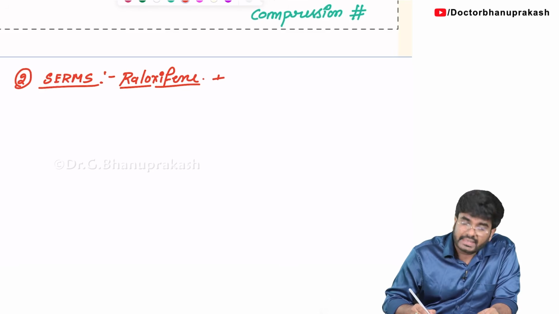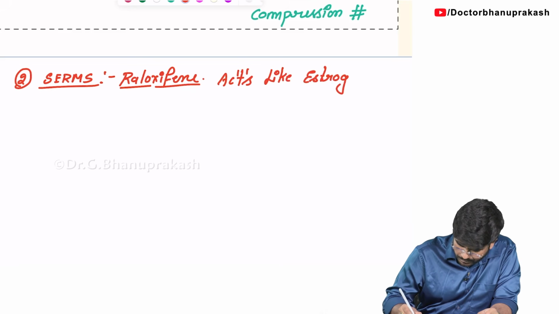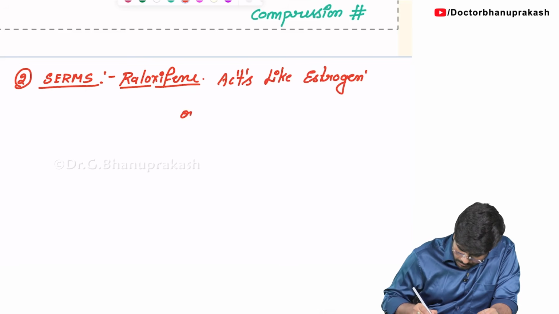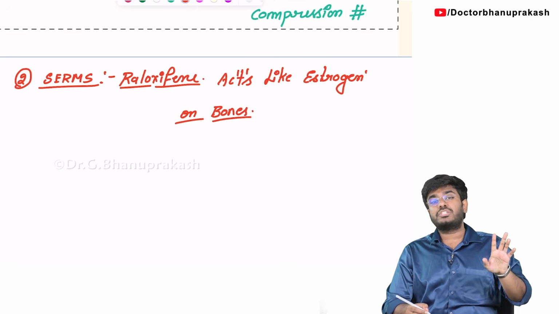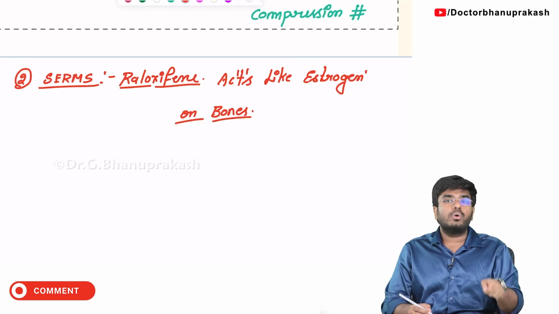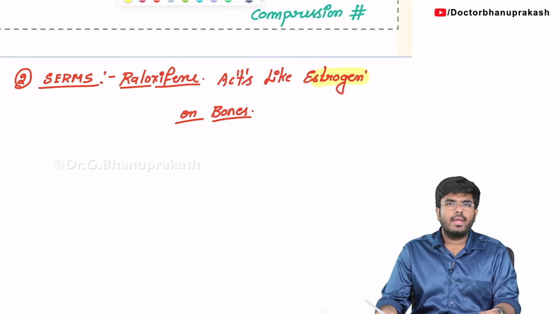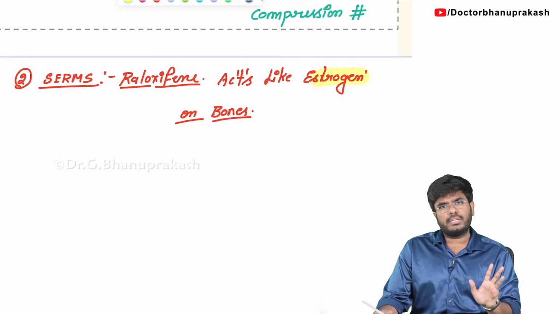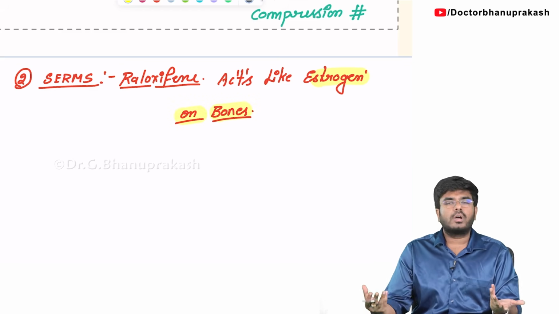What will it do? It acts like estrogen on bones only, not on the breast and uterus. On the breast and uterus it acts like an estrogen antagonist, but on the bones it acts like estrogen. So tell me, are estrogens good or bad? Yes, estrogens are good. That too, it's a selective estrogen, acting like an estrogen only on the bones. So estrogens are osteoprotective, and it's going to cause a good thing.